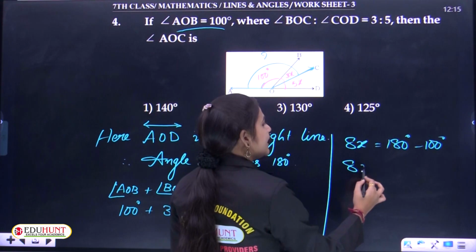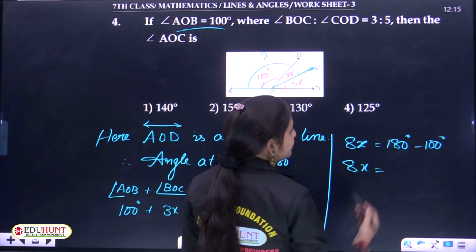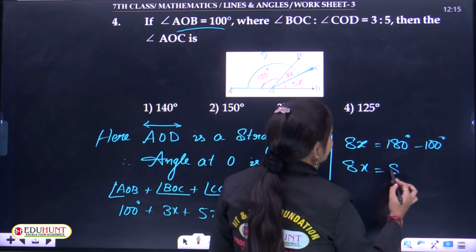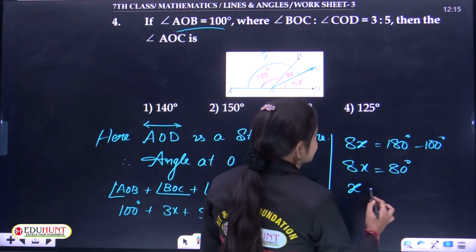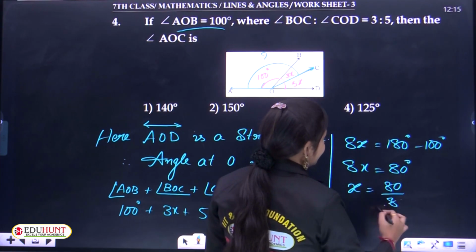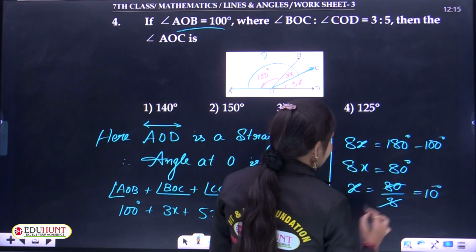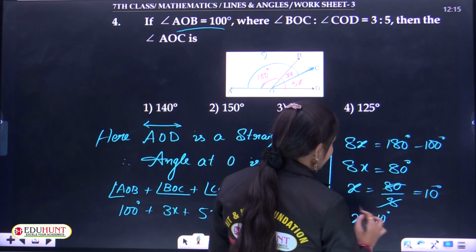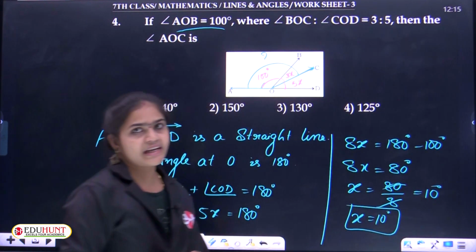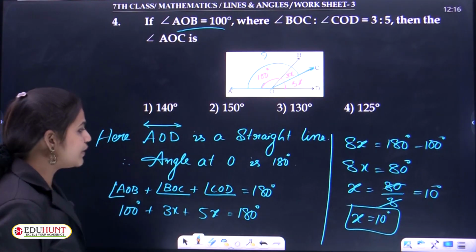Now here 8x is equal to 180 minus 100, which is equal to 80 degrees. Now here x is equal to 80 by 8. 8 tens are 80. Then finally x is equal to how much? Here x is equal to 10 degrees. Now what do we need to find out?